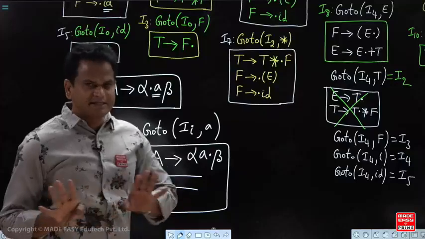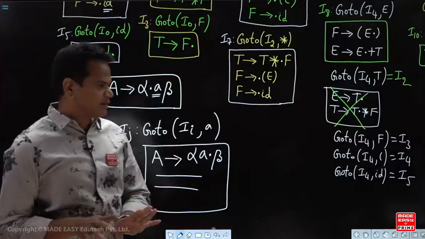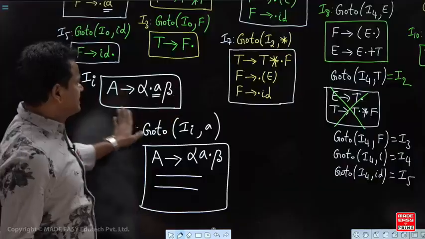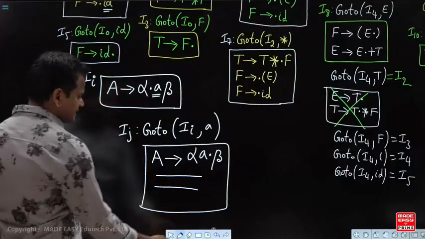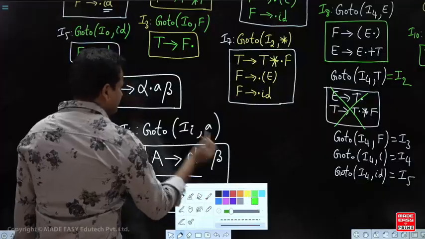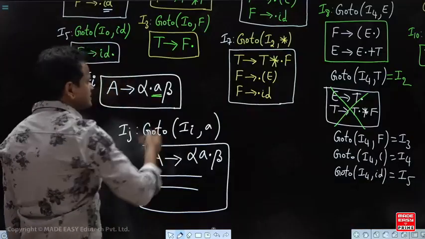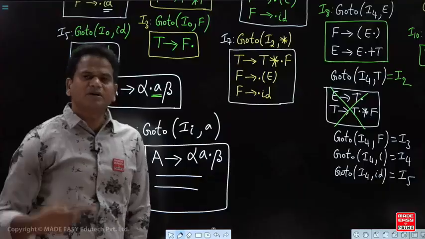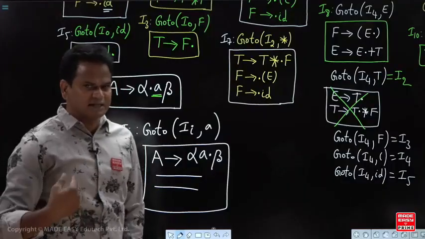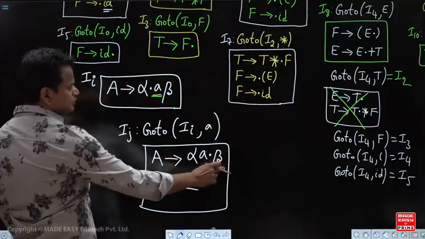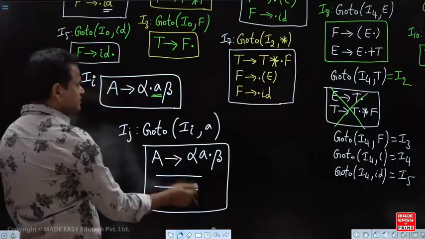Suppose in general, I am giving you this procedure. Suppose there is a production A derives alpha dot A beta. Here you must identify the shift symbol. The shift symbol is a terminal. Whether the shift symbol is terminal or non-terminal, for all those we write the go to operation. So if I write the go to, this will be the go to, and we will give some name. Let it be Ij.